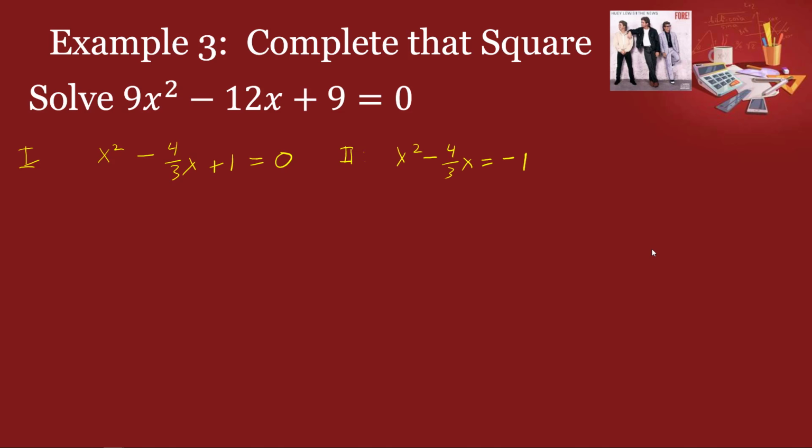Now, in step 3, we want to take this coefficient, divide it by 2, and square it. And that will give us x squared minus 4/3 x.